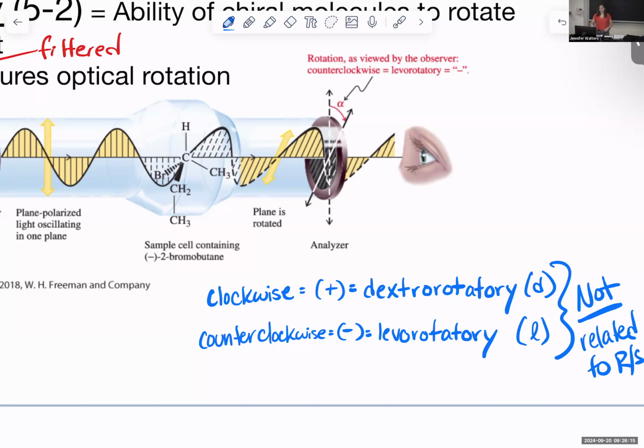So you don't know that R means it's going to rotate light clockwise. It doesn't mean that. It could rotate light counterclockwise. It's totally an arbitrary assignment by Cahn, Ingold, and Prelog. This has nothing to do with the physical properties. D and L, these are the physical properties. These are actually how did my molecule rotate light. D is clockwise, L is counterclockwise.